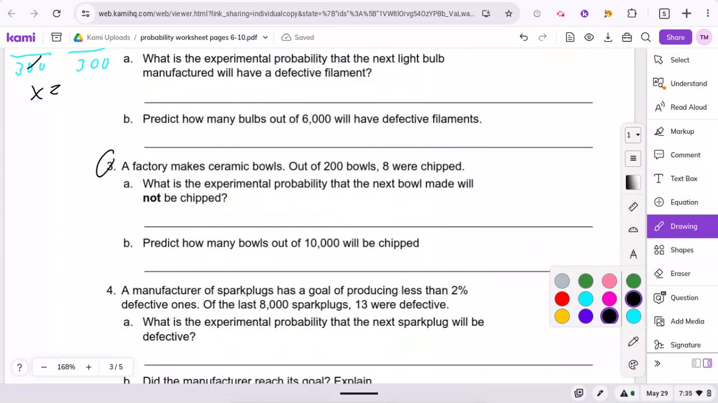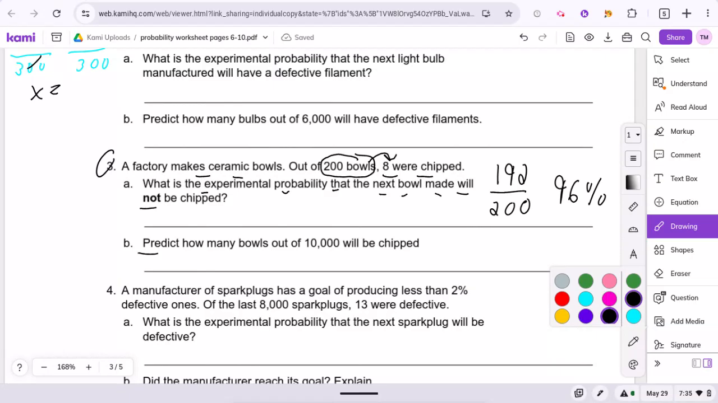And number 3, a factory makes ceramic bowls. Out of 200 bowls, 8 were chipped. So this is similar to the one with the defective brakes. What's the experimental probability that the next bowl made will not be chipped? So 8 were chipped, so subtract that number from the 200, and it would be 192 out of 200. If you put that as a decimal or percentage by dividing 192 by 200, there's a 96% chance that the item will not be chipped.